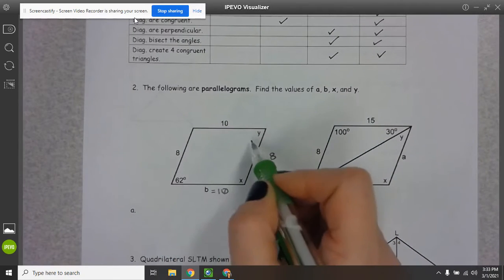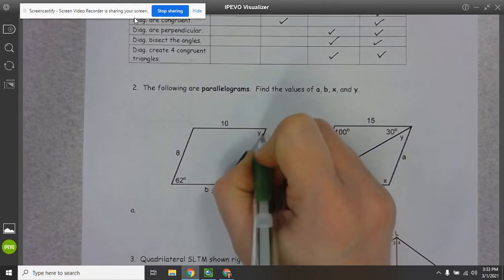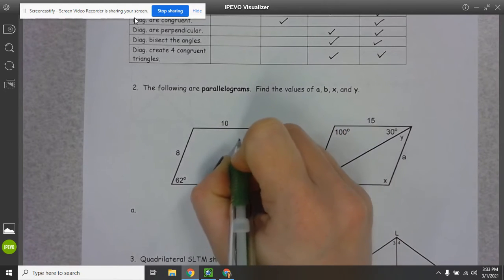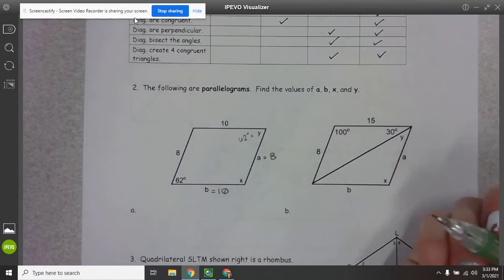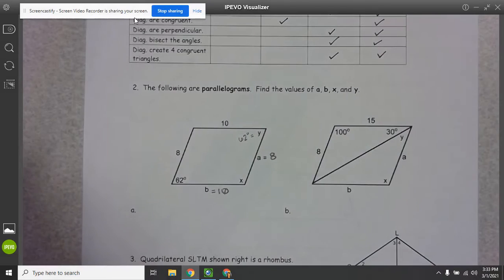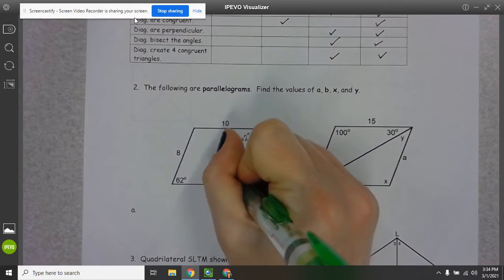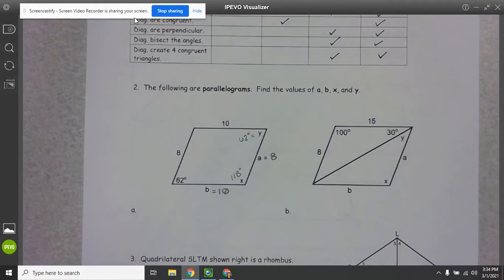Y and its opposite angle are going to be congruent, so this would be 62 degrees. And then my interior angles here that are next to each other are going to be 180. So 180 minus 62 gives me, oh Lord, excuse me, oh my Lanta, I am so sorry. So X would be 118 degrees.